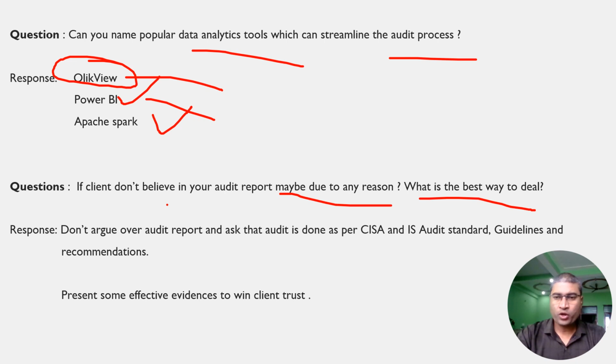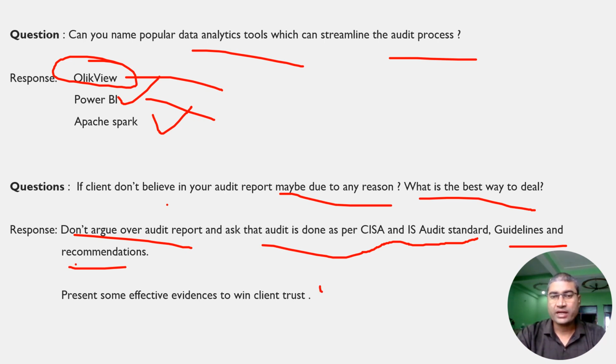So point number one is, don't argue with the client on the basis of the audit report, and say that this audit is done as per the CISA and IS security standard guidelines and recommendations, right? Last is present some effective evidence to win the client's trust, right? So this is very important. Use very powerful words, for example, as per the CISA baseline and IS audit standards, right?